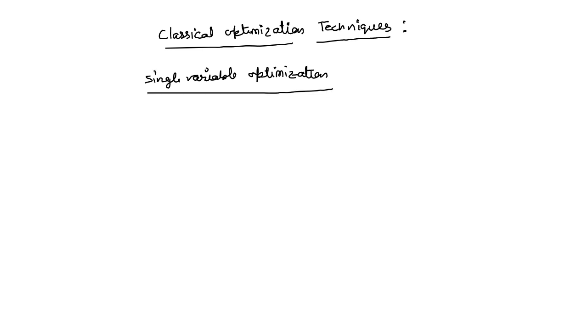Single variable optimization. Single variable means only one variable is involved. We have a function f(x), where x represents the variable. So this is the single variable. In the case of multivariable, we use the function in this form: f(x, y) with two variables, or f(x, y, z) with three variables.